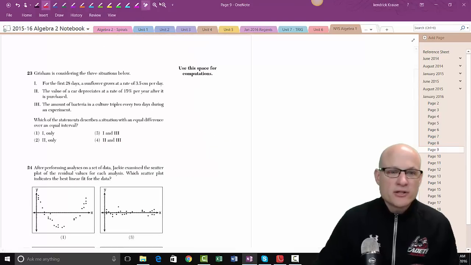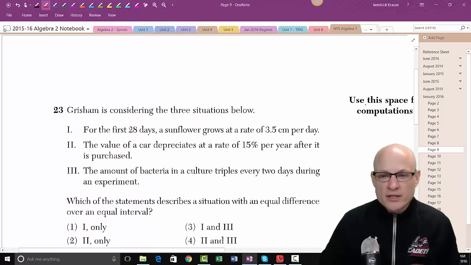2 left. Ding, ding, ding, ding. Grisham. What a name. That's what I like. Grisham. John Grisham.